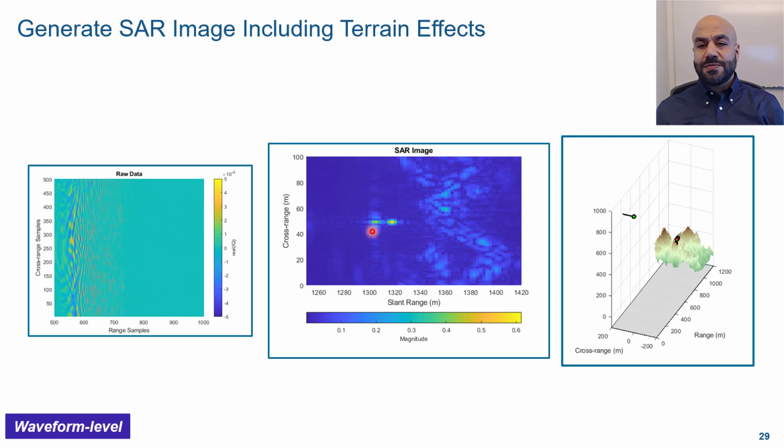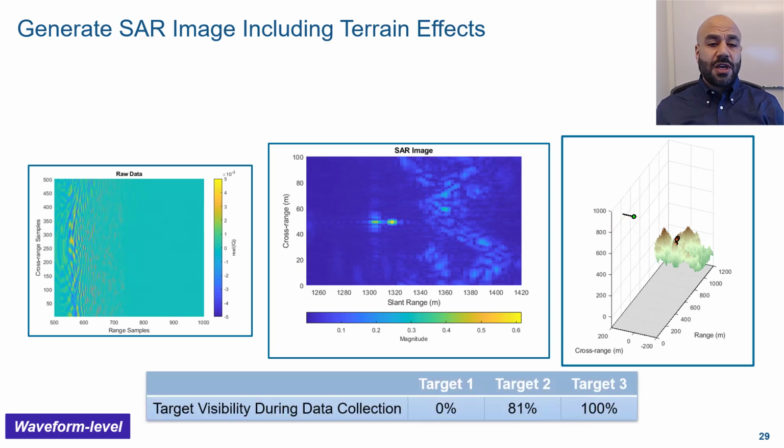Why is that? We can actually test for occlusion because when we look at this picture, it sounds like one of the targets are not being seen by the radar. So you can run a test for occlusion and verify that the first target is never being seen by the radar due to line of sight occlusion. The second target is being seen by the radar for a good portion of the data collection duration. And the third target is always visible to the radar.